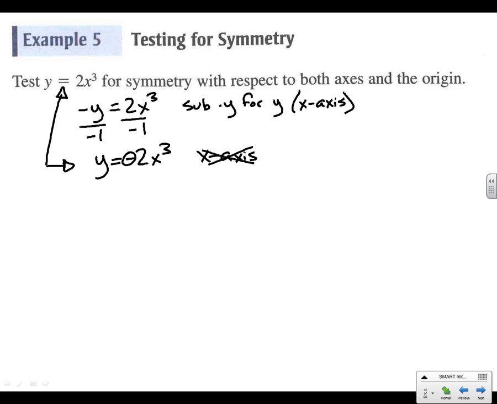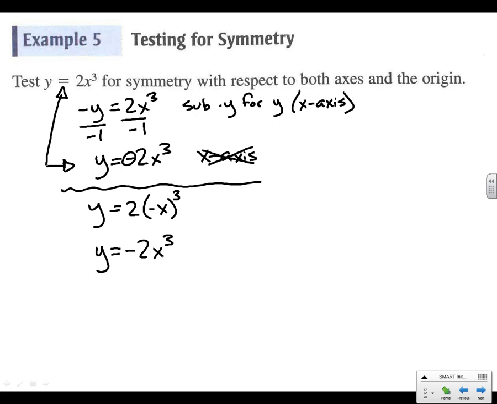Let's try it with plugging in negative x instead. So second option here, y equals 2. Instead of x, we're going to plug in negative x cubed. Now what happens if you cube a negative? It's still negative, so we have negative 2x cubed. Is that the exact same thing as what we started with? No, it's not either. So we do not have y-axis symmetry.